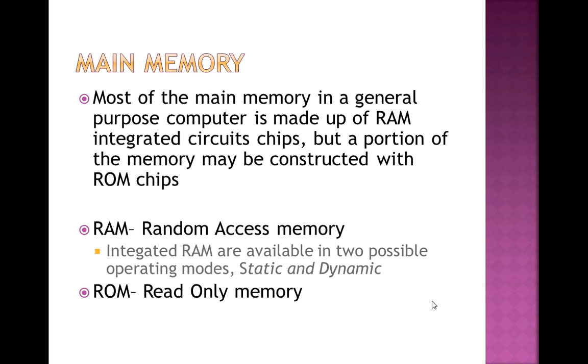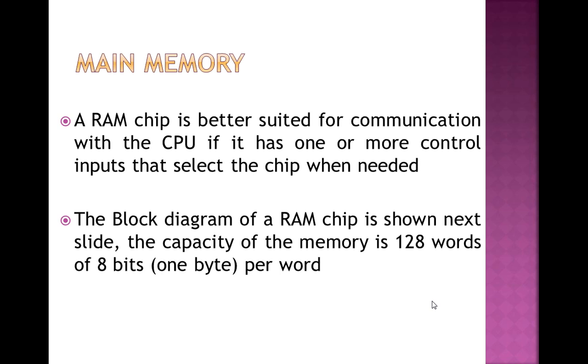Then we discussed the main memory in detail: what is main memory, and what are the types of main memory. The main memory is the internal memory that stores most of the data. There are two types of main memory: one is RAM and another one is ROM. RAM is random access memory, used for reading as well as writing data. It is of two types: one is static, another one is dynamic.